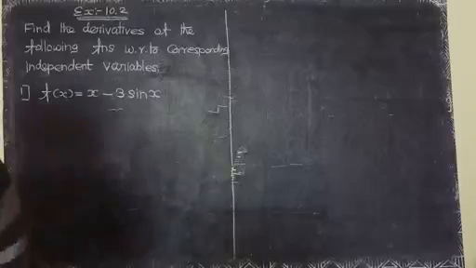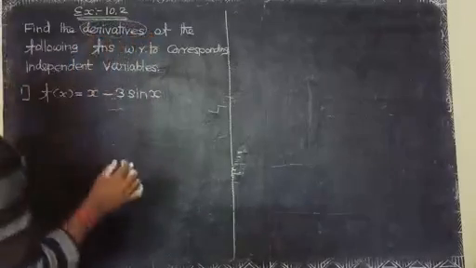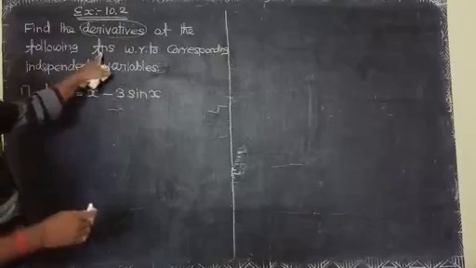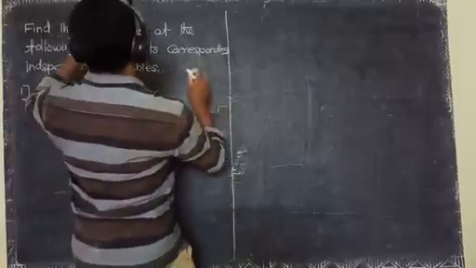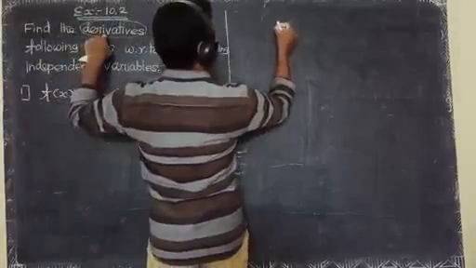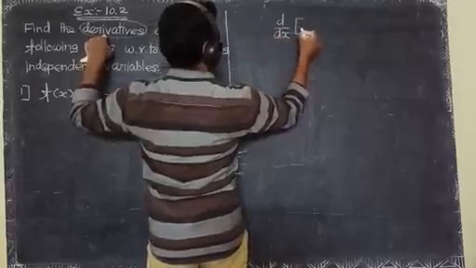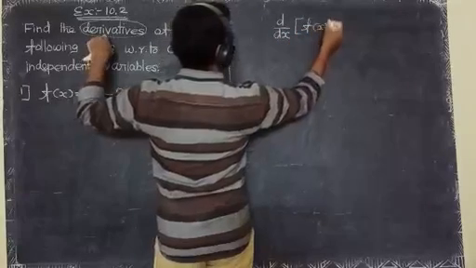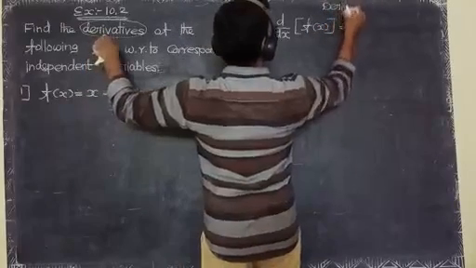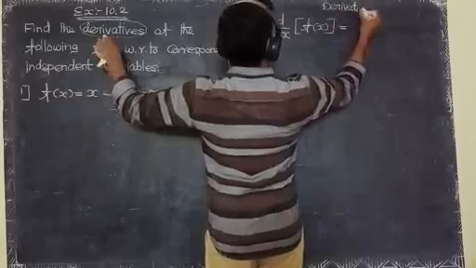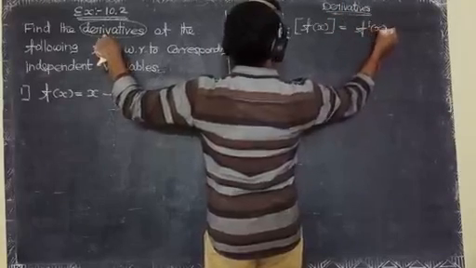Exercise 10.2, find the derivatives. Find the derivatives of the following functions with respect to corresponding independent variables. Dear students, find the derivative means d divided by dx of f of x, which is equal to f dash of x.